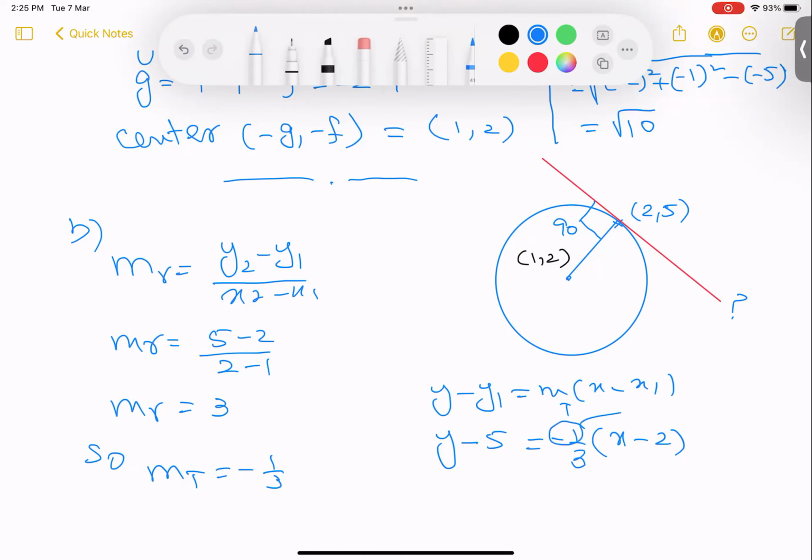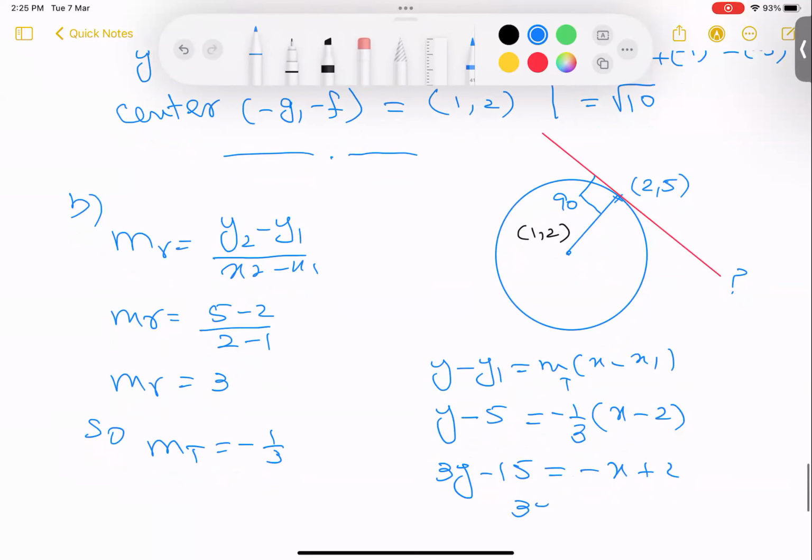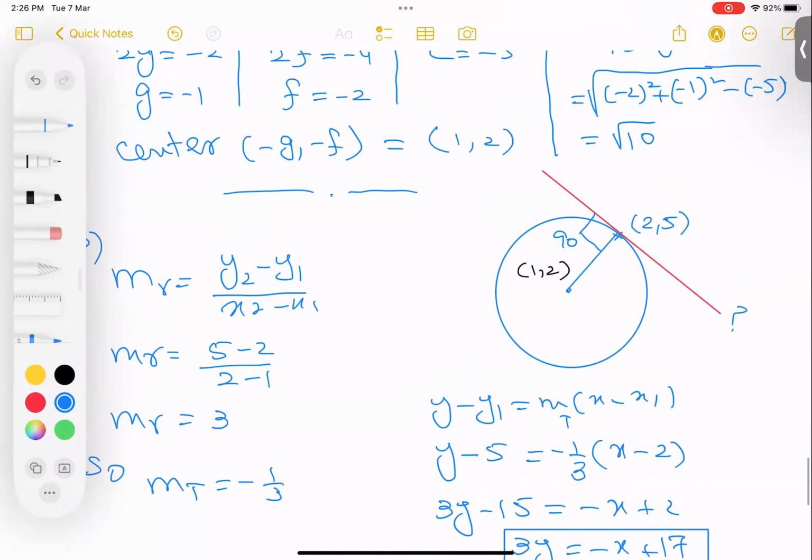So -1 multiplies the right-hand side, and this 3 multiplies the left-hand side. So 3 multiplies with both values: it becomes 3 times (y minus 5), which is 3y minus 15, equals minus x plus 2. And I'm going to find the last form. And this is the equation of the tangent, what he was asking us. So I believe the point is very clear, no confusion at all.